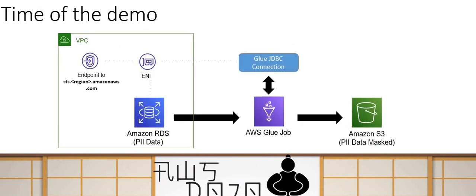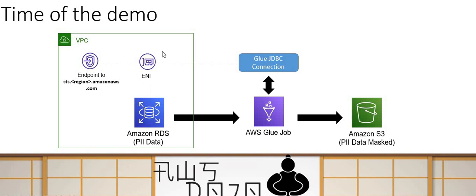Demo is pretty straightforward. What we have here is an Amazon RDS with some PII data, and I'm going to use an AWS Glue job to bring it into S3. The data has email based PII data, which I'm going to simply mask. In order for my Glue job to reach RDS, I'm using a Glue JDBC connection, and creating that will create an ENI in the VPC, and that way I can reach RDS.